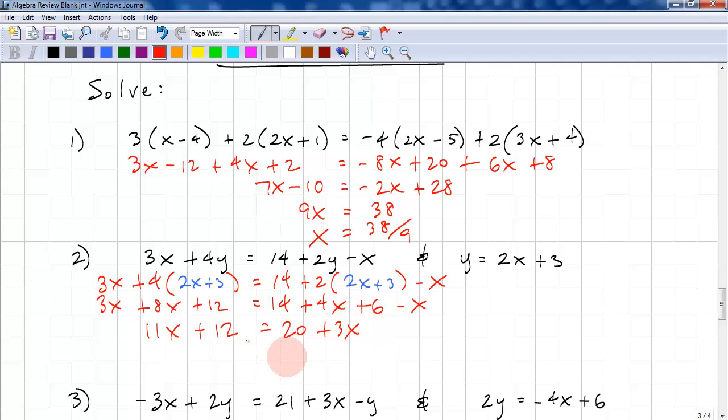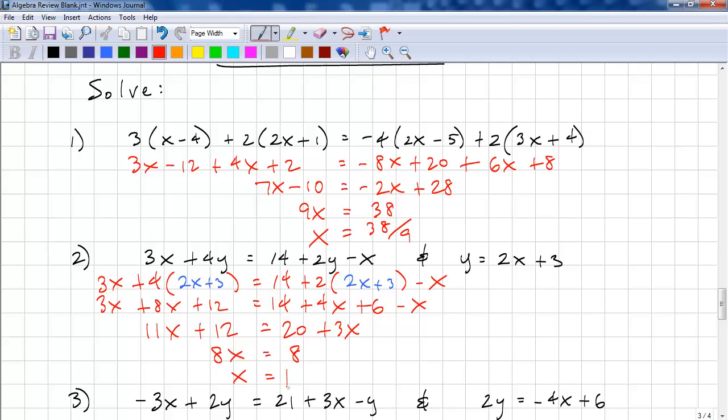Now we do the inverse operation of plus 3x, that's minus 3x. So 11 minus 3 is 8x. And we have positive 12, so it becomes negative 12. 20 minus 12 is 8. Divide both sides by 8. We get x equals 1.